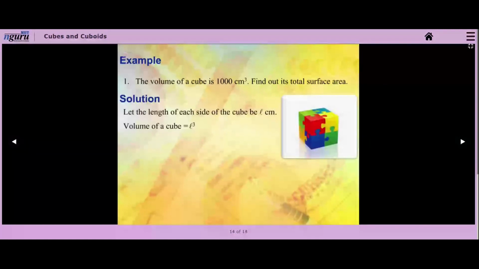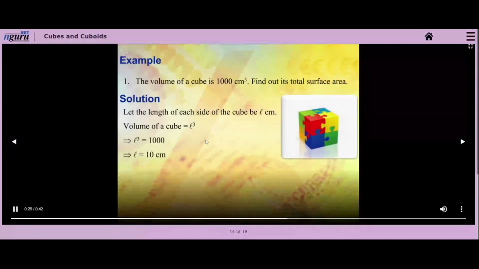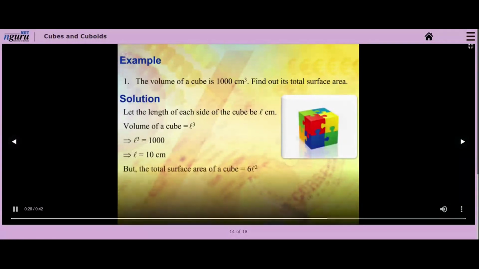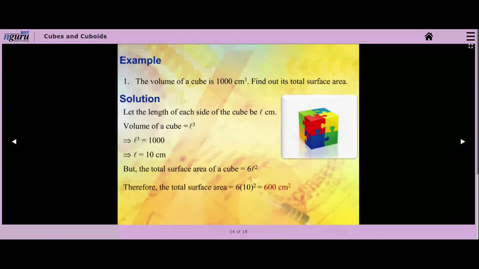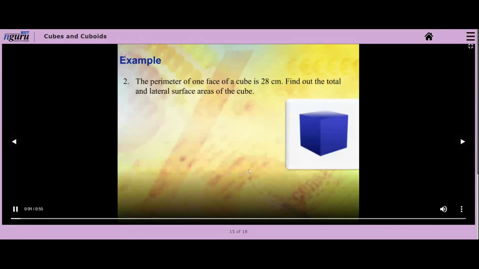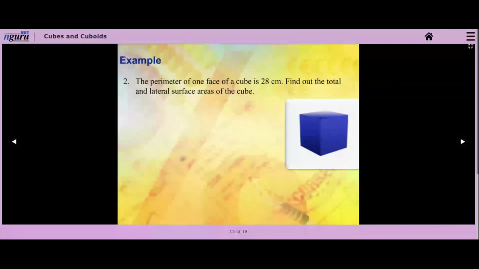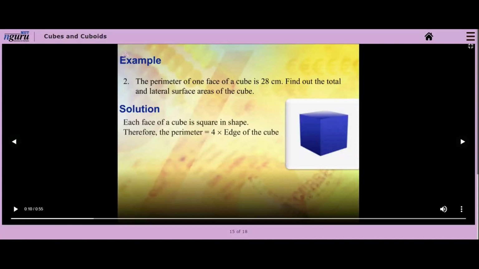Let the length of each side of the cube be L centimeters. We know that the volume of a cube is L cube. Substituting the value in the formula and solving, we get the value of L as 10 centimeters. But the total surface area of a cube is 6L square. Substituting the value of L as 10 centimeters, we get the total surface area equal to 600 square centimeters. The perimeter of a face of a cube is 28 centimeters. Find out the total and lateral surface areas of the cube.